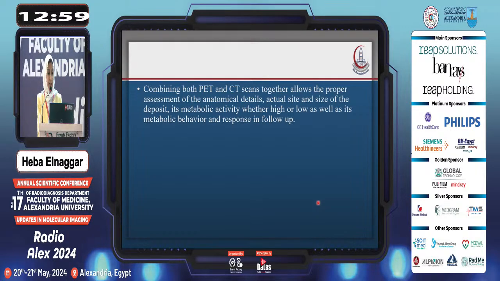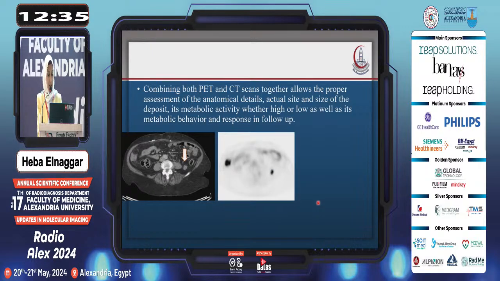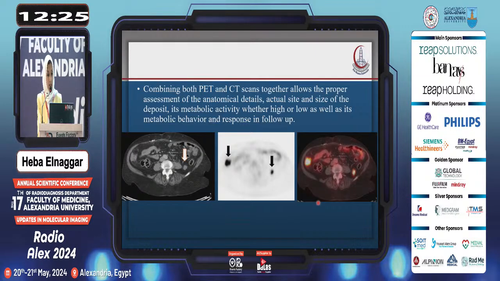Combining both PET and CT scans together allows the proper assessment of the anatomical details, actual site and size of the deposit, its metabolic activity, whether high or low, as well as its behavior and response in the follow-up. We can see here in this case there's a peritoneal deposit at the left lumbar region. When we checked the MAC images, you can see that there is another area of high FDG avidity seen at the right lumbar region. At the fused images, you can see that both are peritoneal deposits, the left lumbar one and the one seen just next, related to the lower border of the liver.